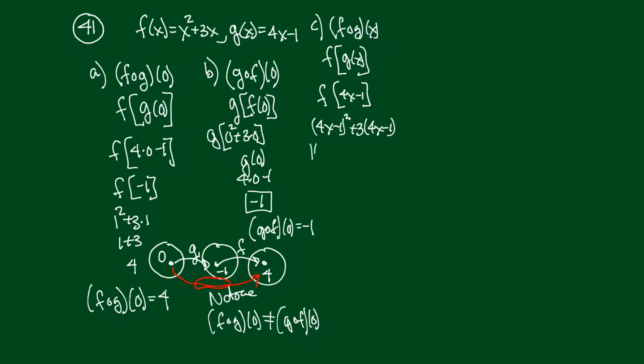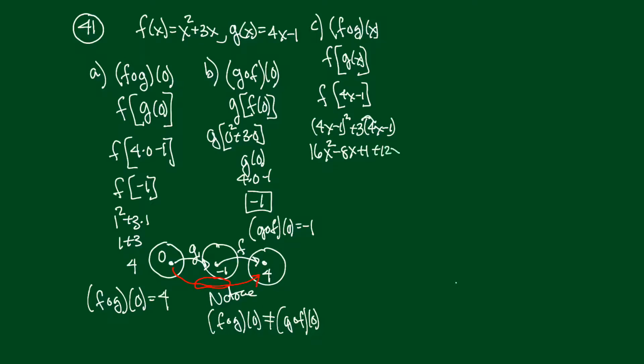We square the first, getting 16x squared. We multiply these two together and double it. So you multiply them together, you get negative 4x. If you double it, you get minus 8x. And then you square the last term, negative 1 squared is 1. Now multiply through by the 3.